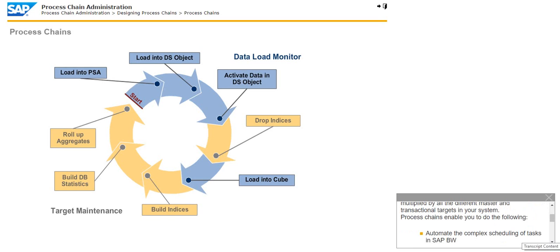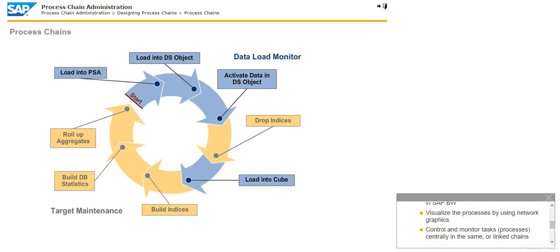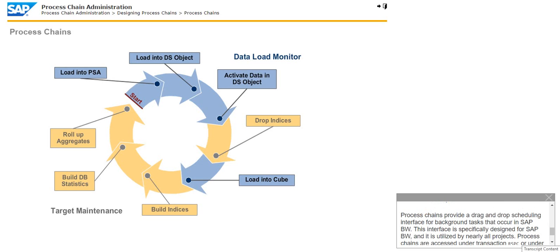Process chains enable you to do the following. Automate the complex scheduling of tasks in SAP BW. Visualize the processes by using network graphics. Control and monitor tasks, that is processes, centrally in the same or linked chains. Process chains provide a drag-and-drop scheduling interface for background tasks that occur in SAP BW.